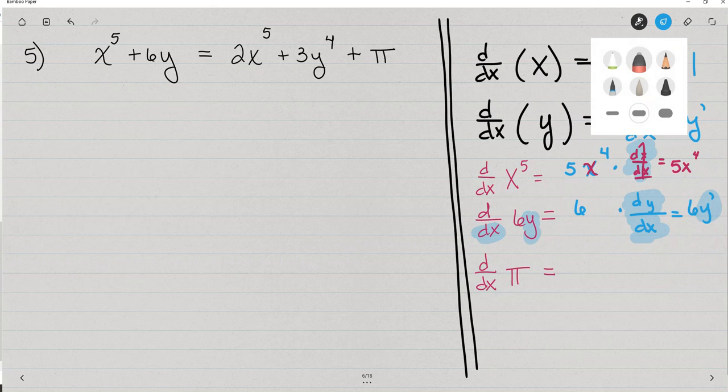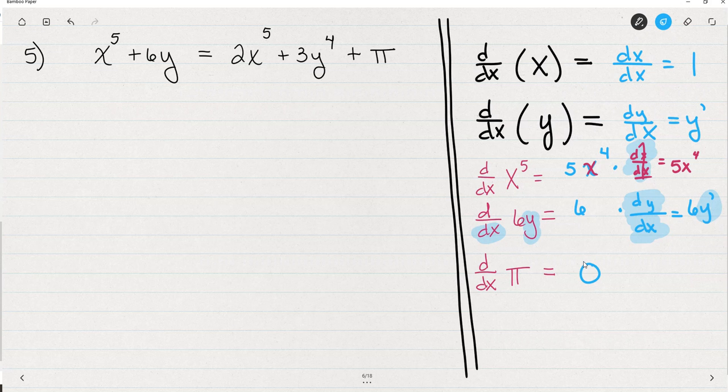Last here, we've got the derivative of pi. Don't be fooled by that pi. It's just a constant, and the derivative of a constant is 0. So let's apply that to our example. If we're doing the implicit differentiation, what we're going to do is take the derivative with respect to x of each of these pieces, right?